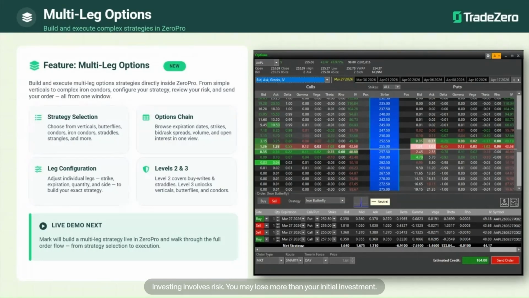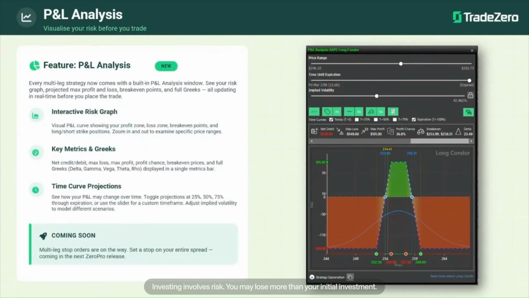Level 2 and level 3. We're going to cover level 2 options in a second. The focus of this is level 3 options multi-leg. Let's take a look at this real quick. This is new functionality coming in Zero Pro 648 very soon, in a couple of weeks. This won't be available to you right now, so don't rush off trying to test it out, but it will be coming very soon.